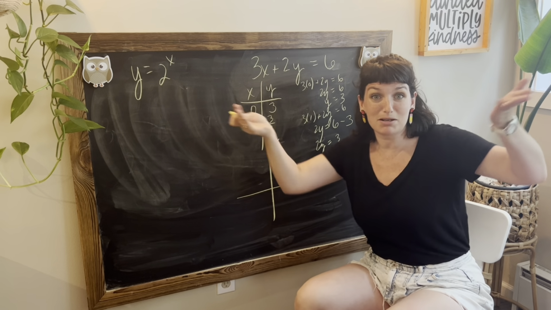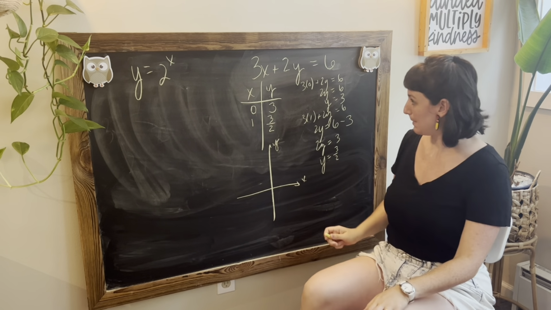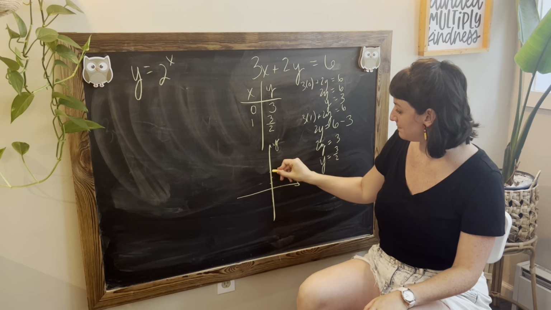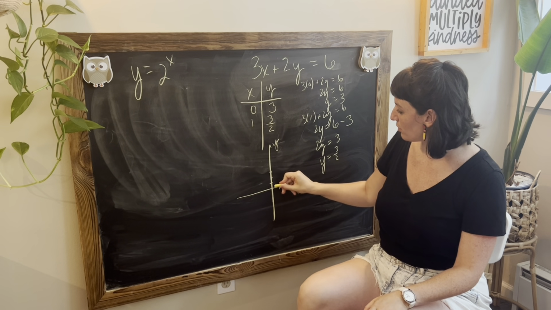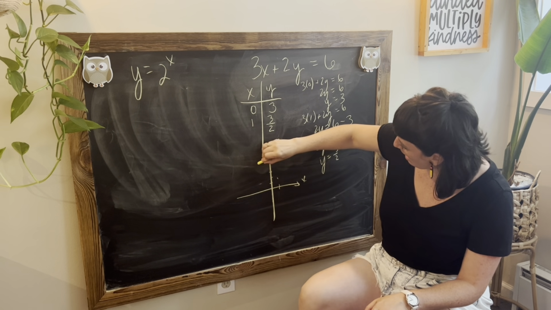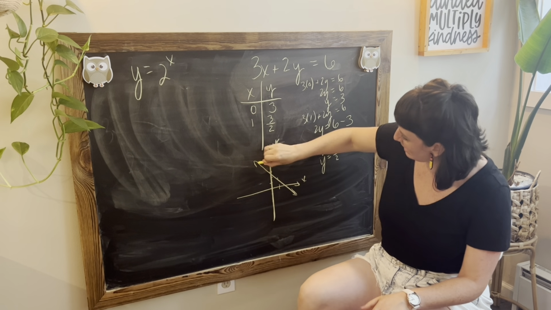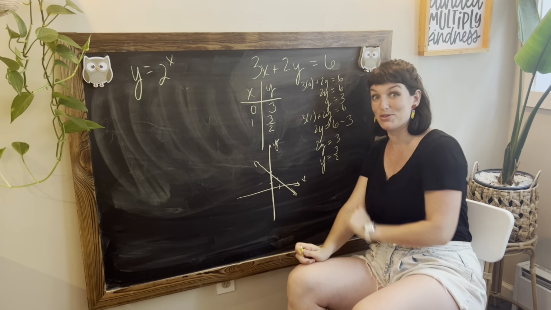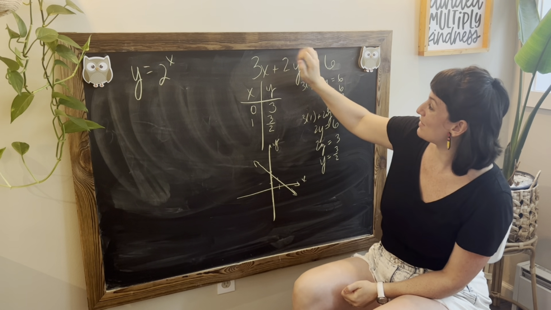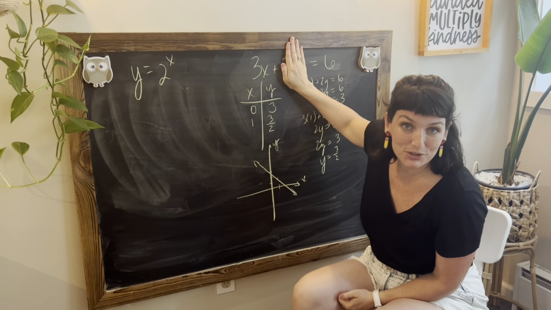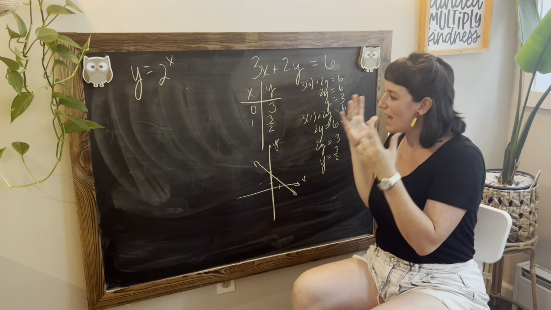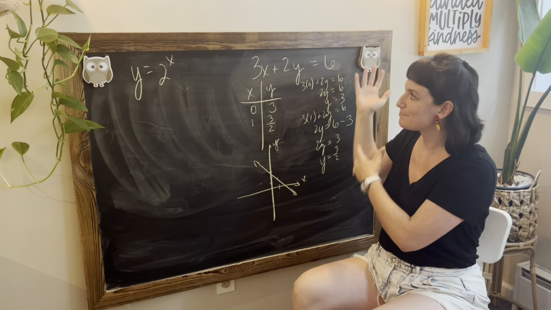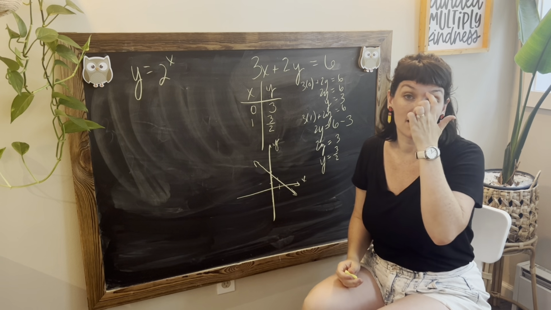Pick some points, plug them in, and plot. I have (0, 3). I got (1, 3/2). I can draw my line. Woohoo! Now notice it will have an x-intercept of 2. If you plug in 0, cover up, and solve, you'll get x equals 2. So everything has to be consistent in mathematics. This just really helps us unlock our brains.